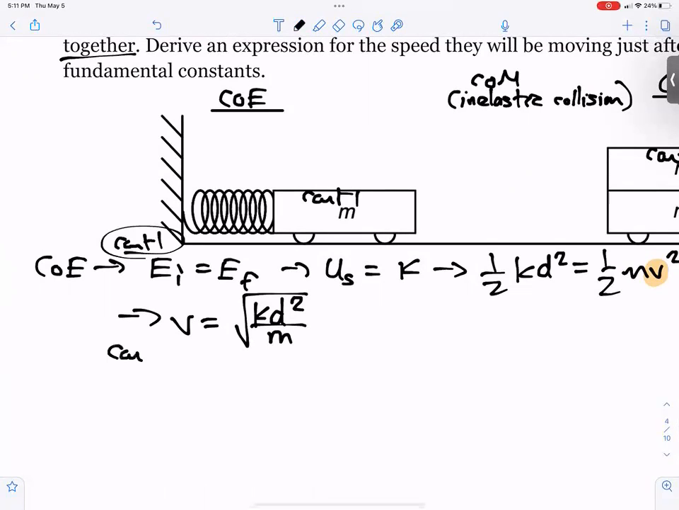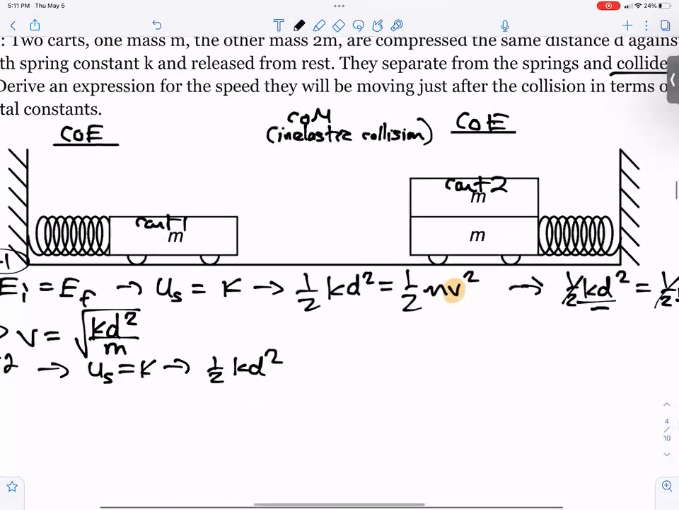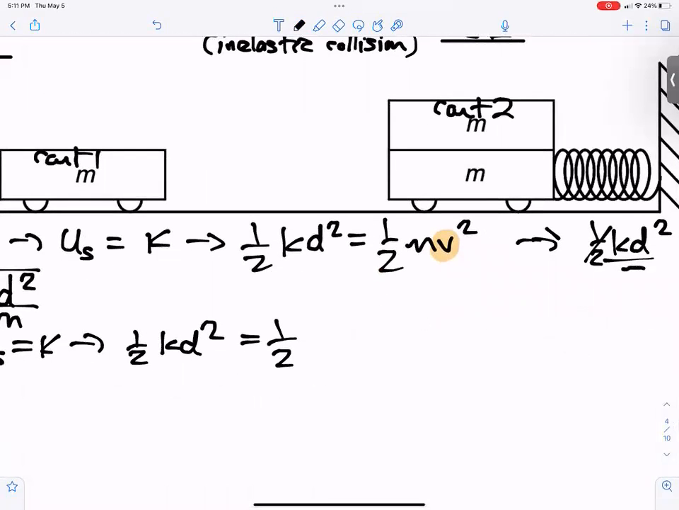Now, cart 2. Same idea. Spring potential energy equals kinetic energy. Same initial energy, 1/2 kd squared, because it's the same compression, same spring. It's going to be the same total kinetic energy. However, the individual speed of cart 2 will be different, and that's because it has twice the mass. Therefore, it's going to have less speed.